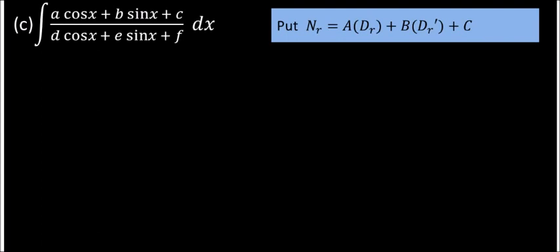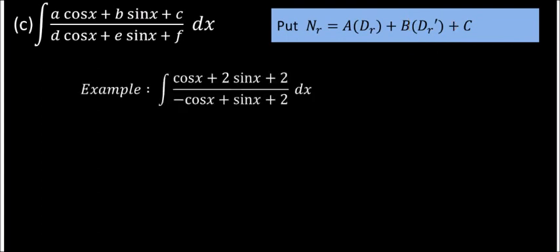Numerator is equal to a constant times the denominator, plus another constant times the differentiation of the denominator, plus another constant. Because everything is in cos x and sin x, and I also know that the differentiation of the denominator is also in cos x and sin x, this will work. So let's see an example. In the numerator I have something in terms of cos x and sin x, and also in the denominator.